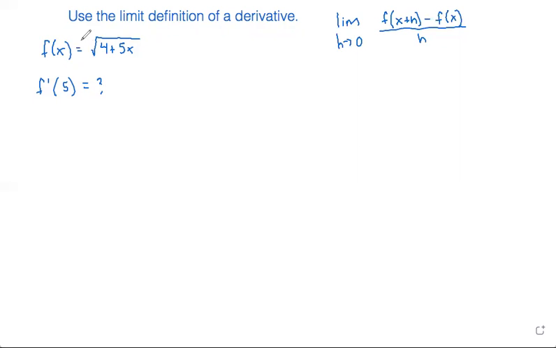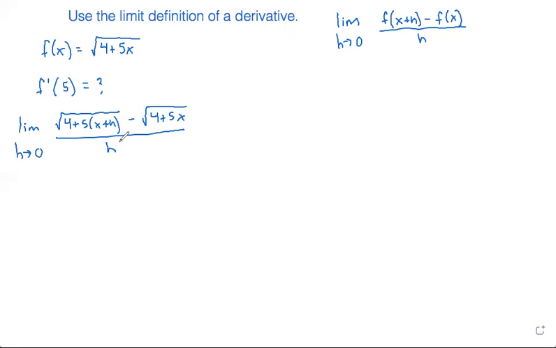So if we plug in our function into this formula, we get the limit as h approaches 0 of the function with x plus h. We just need to plug in x plus h for x. So that would be the square root of 4 plus 5 times x plus h. And then we subtract out f of x, which is just the function itself, and then divide by h.